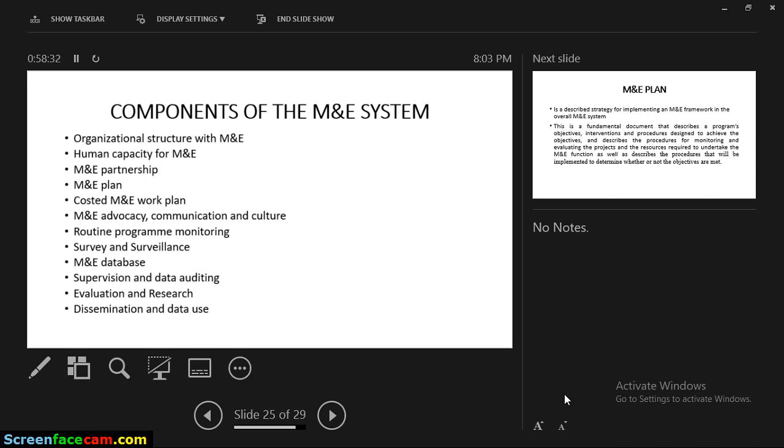There must be evaluation and research. This relates to the survey and surveillance, but the difference is evaluation, because there must be a difference between survey and evaluation. Evaluation relies on a survey and the monitoring aspect. You have the secondary data, then you go into society and collect data; that's a survey. Then from there, you begin doing your evaluation.